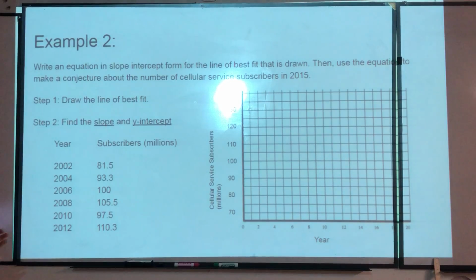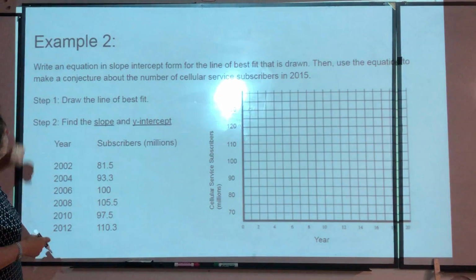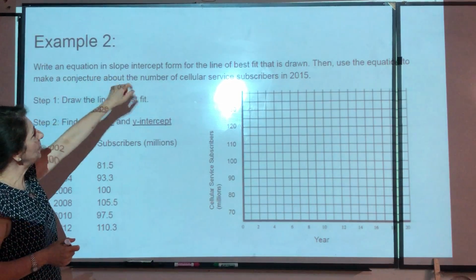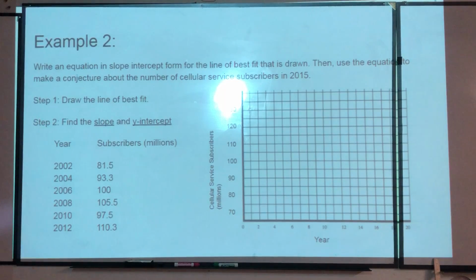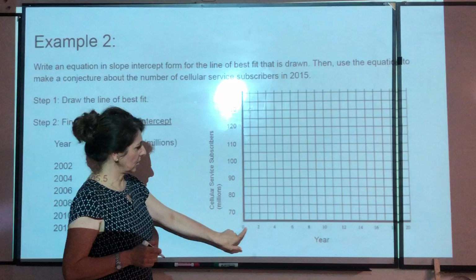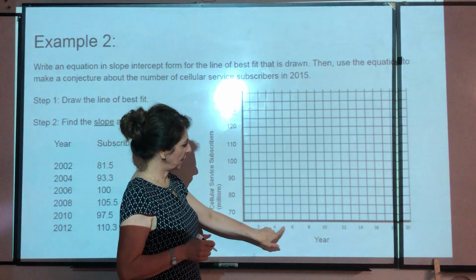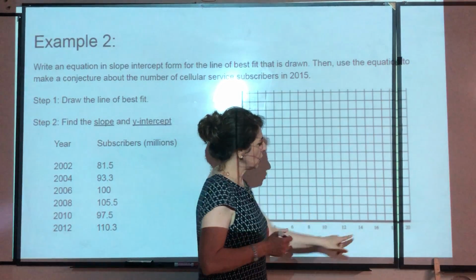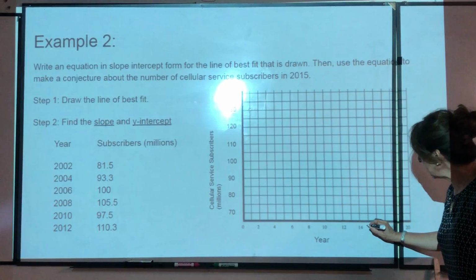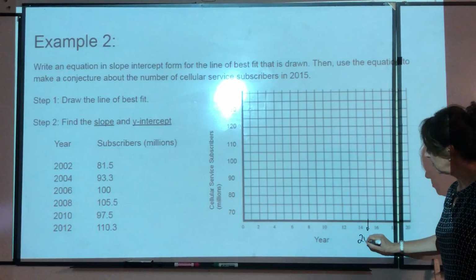All right, so this is our last example, example number 2. Write an equation in slope-intercept form for the line of best fit that is drawn. So we are going to draw it. And then use the equation to make a conjecture about the number of self-service subscribers in 2015. So this is already marked over here. 2002, 4, 6, 8, 10, 12. So we'll have to make a conjecture about this year over here, 2015.